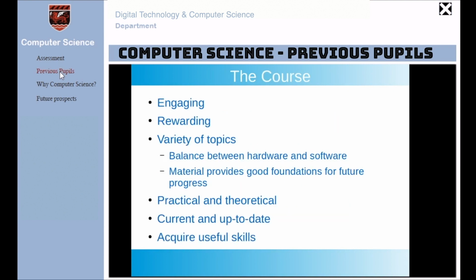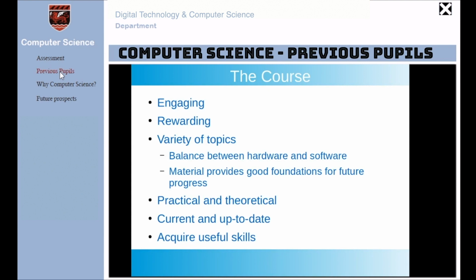The A-level course is very engaging and rewarding, especially the coursework, because you get to work on something that could potentially change the way a business operates. As for the theory, there's a variety of topics as a balance between hardware and software, and the material provides good foundations for future progress, whether that be future studies or in a career. And there's a good balance between practical and theoretical sides where you have the opportunity to work on practical things like the coursework, but also study the theory in the other 2 units.